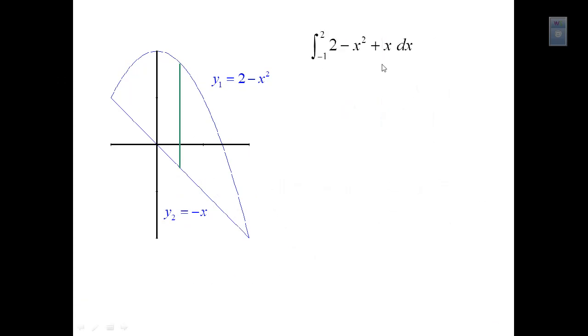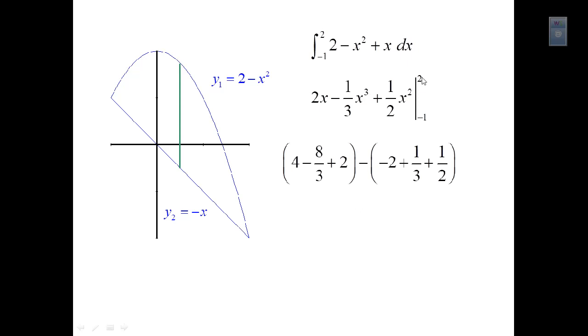So we can find this by integrating. If we integrate the 2, we're going to get 2x. If we integrate the negative x squared, we're going to get -1/3 x cubed. If we integrate the x, we're going to get 1/2 x squared. Then evaluate it from -1 to 2 by plugging and chugging. Plug in your upper bound, and then subtract when you plug in your lower bound.